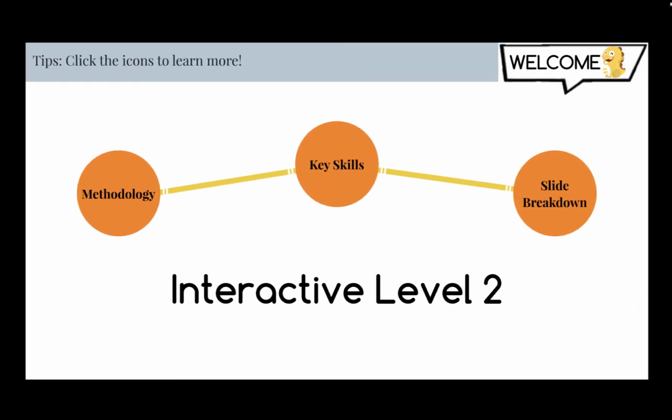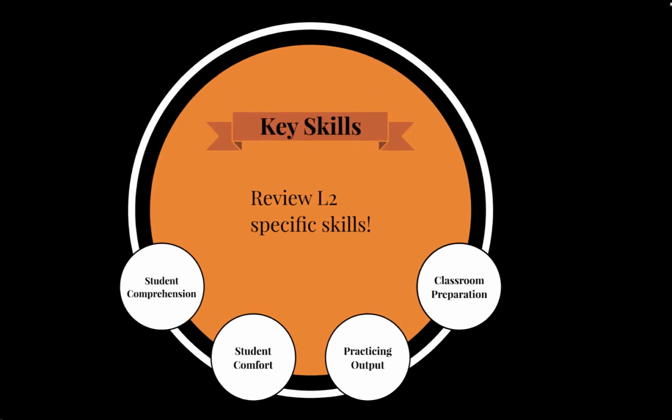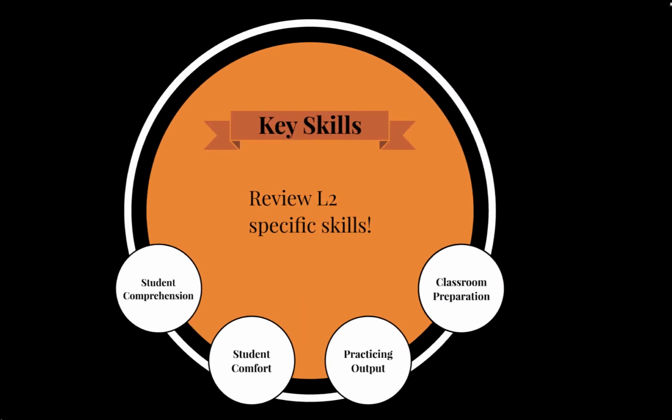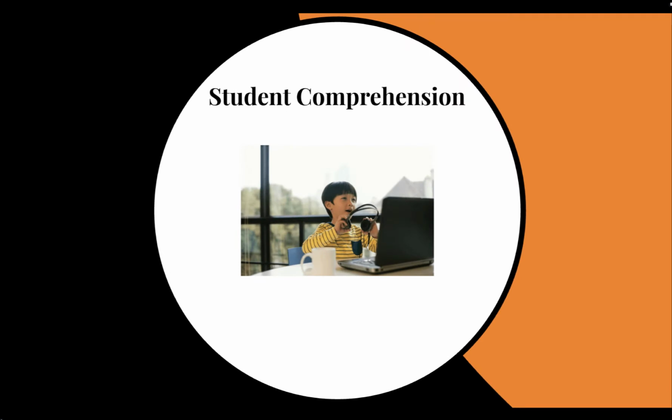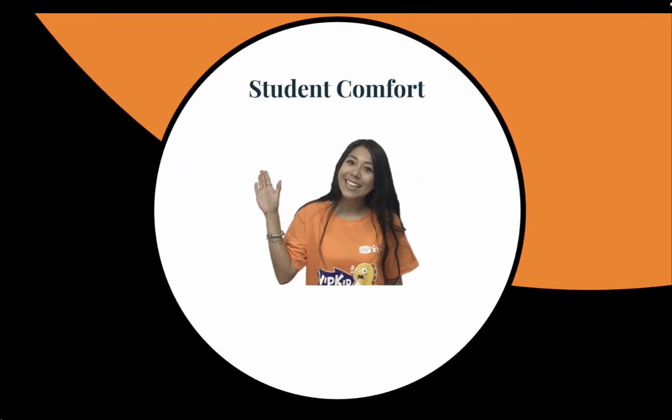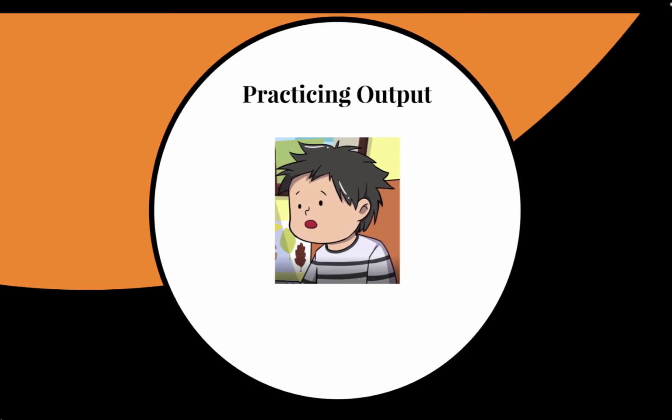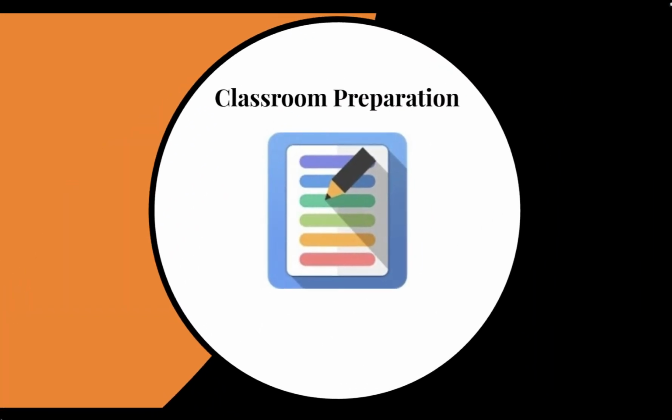Next, we'll take a look at the key skills. The key skills are broken down into 4 sections. We'll look at ways that you can make things easier for your student in class in terms of their understanding and comprehension, how to make your student more comfortable, different ways you can increase student output, and different ways you can prepare for the classroom.